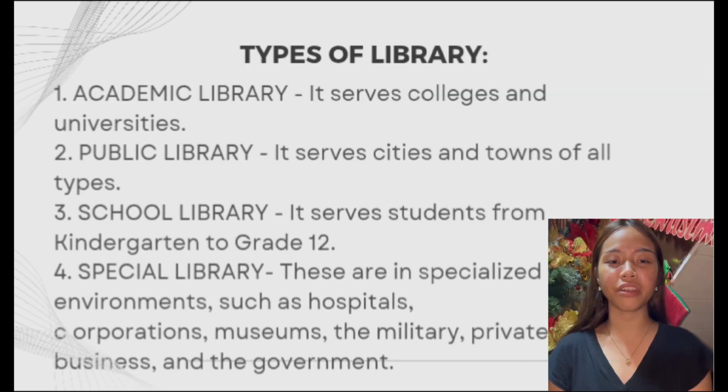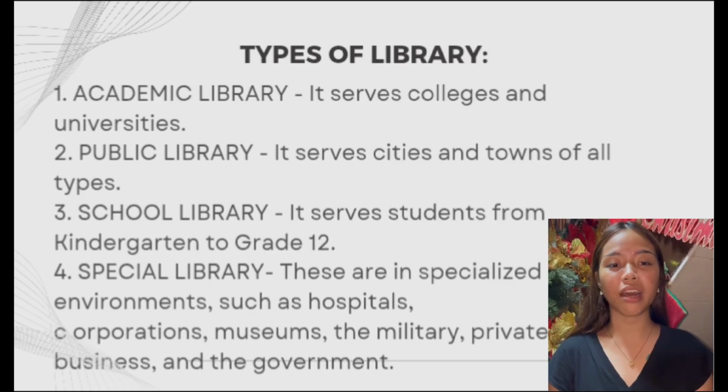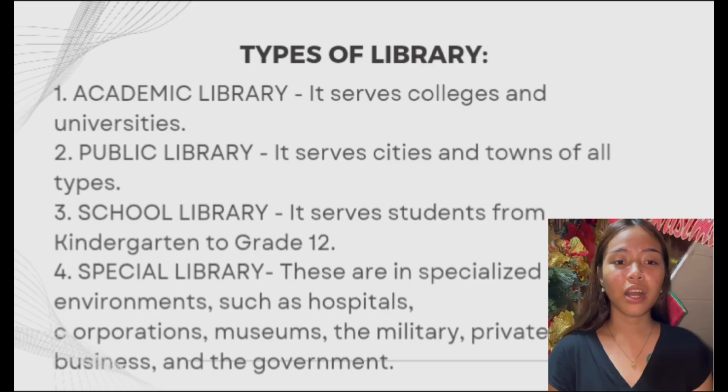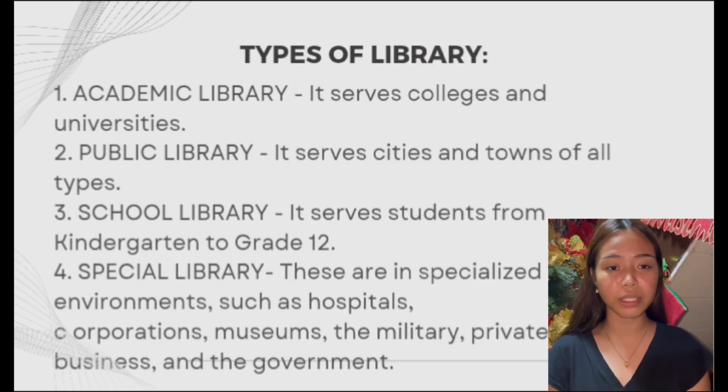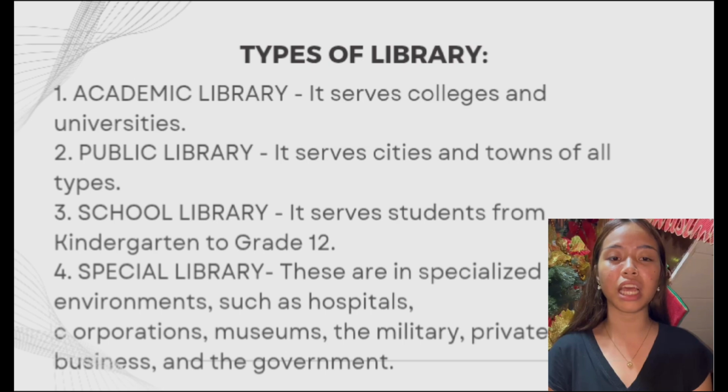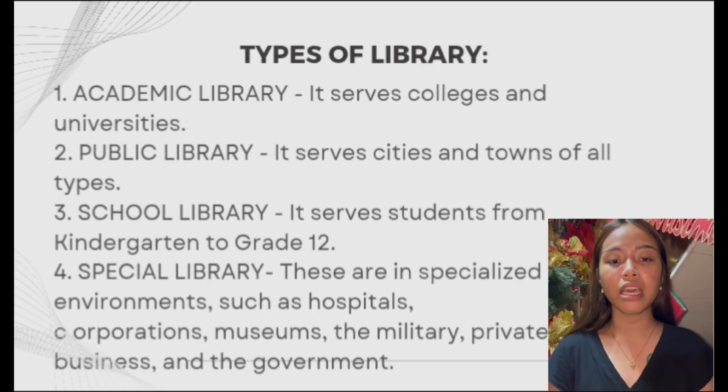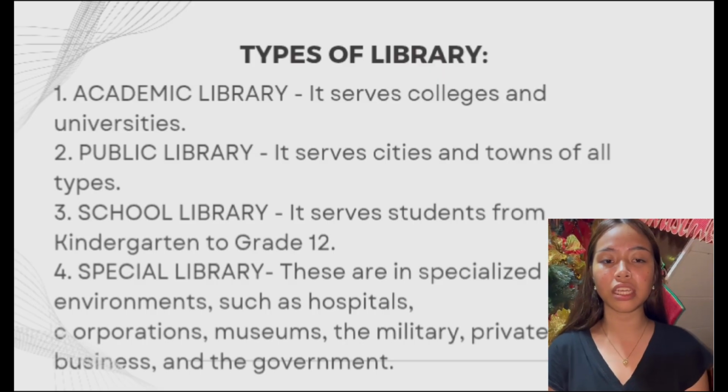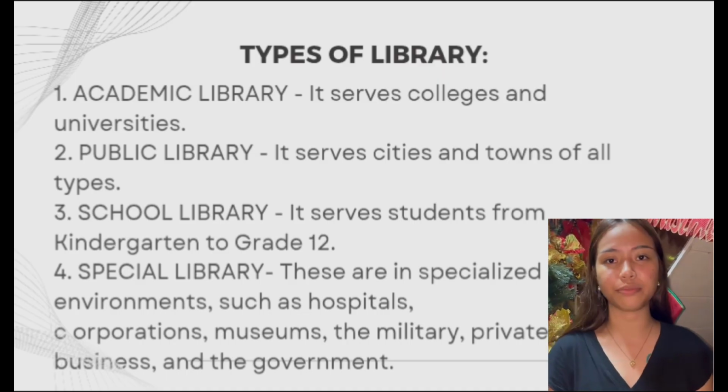So we have here the types of library. We have the academic library. It serves colleges and universities, while the public library serves cities and towns of all types. Then we also have the school library. It serves students from kindergarten to grade 12. Then lastly is the special library. These are in specialized environments such as hospitals, corporations, museums, the military, private business, and the government.